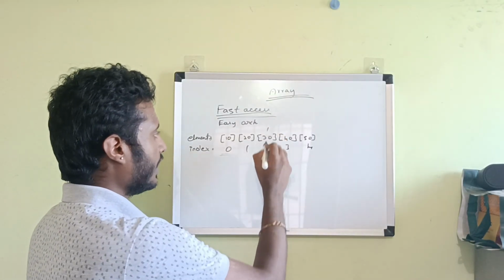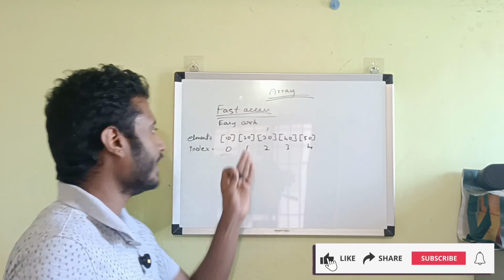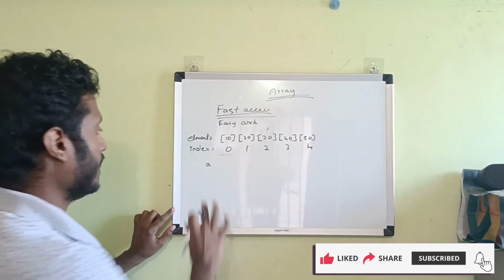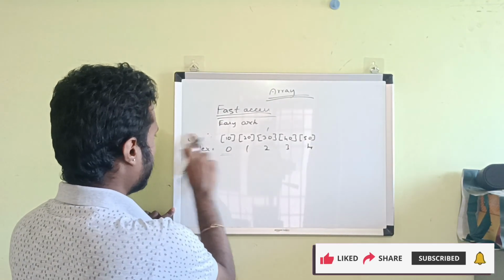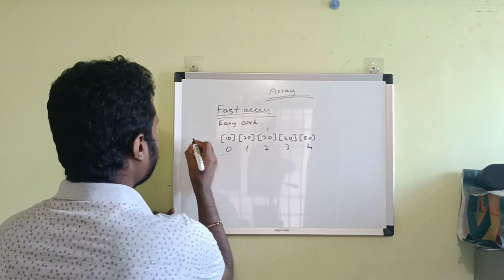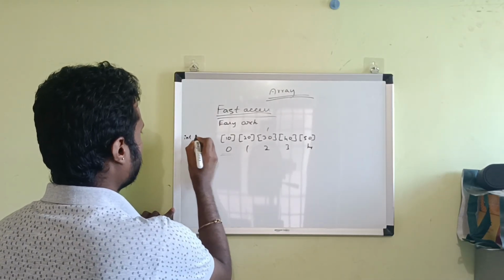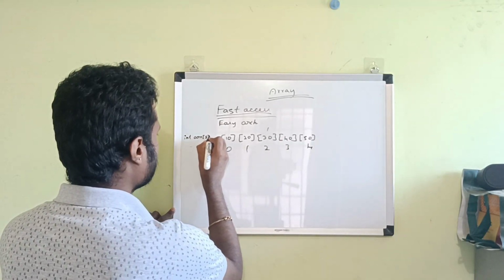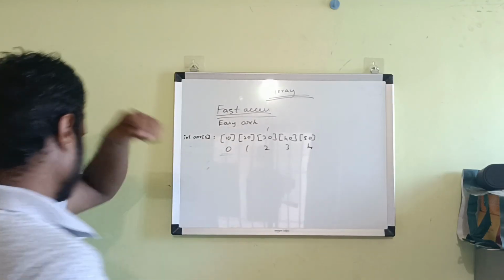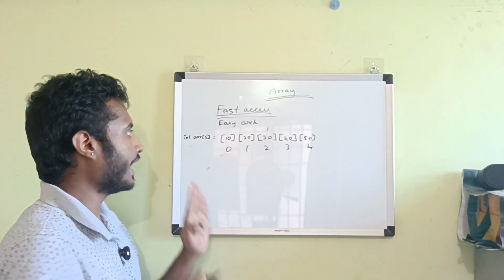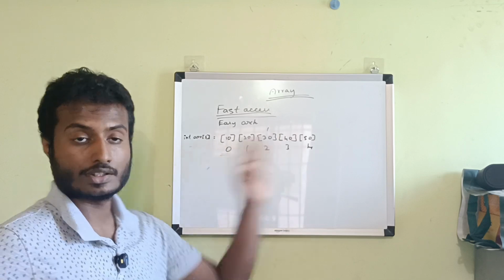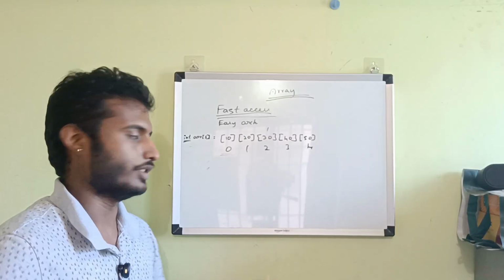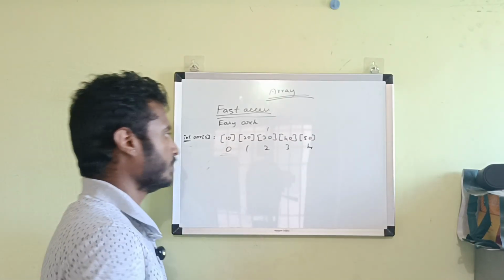For example, we want 30, the third element. How do we get this? We just write, for example, int array. These are 1, 2, 3, 4, 5 elements, so this is the size. I have created this array of 5 elements. So int is representing what? Integer. Just understand this.